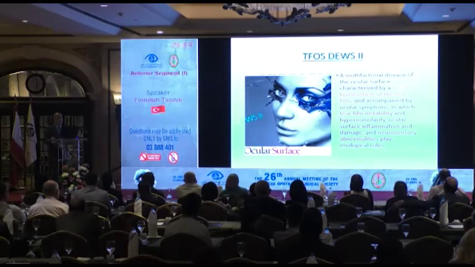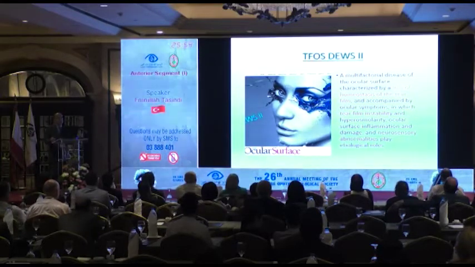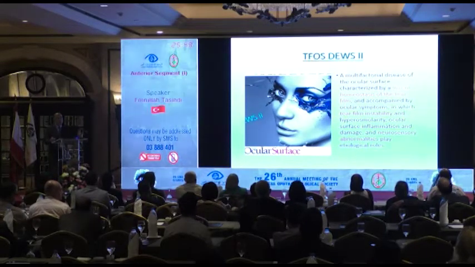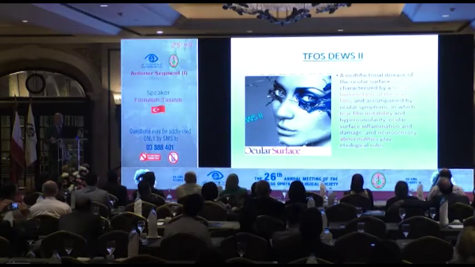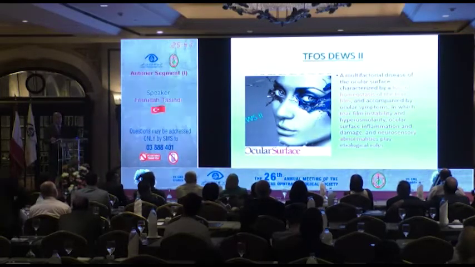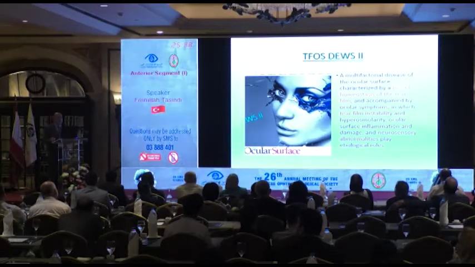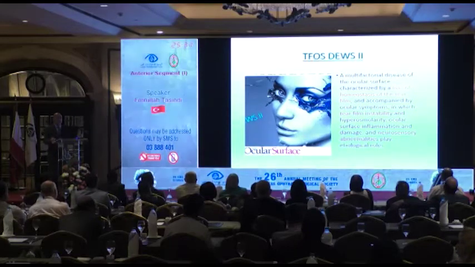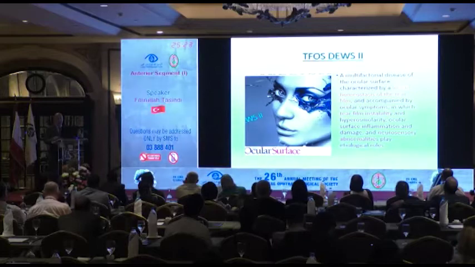At last, around the end of 2017, a group of 64 doctors from all countries reviewed all the articles and workshops and came to a conclusion, and we call it DEWS 2. What changed there? It is the same multifactorial disease of the ocular surface, yes. It is a loss of homeostasis of the tear film, with tear film instability, hyperosmolarity, and ocular surface inflammation. This is also the first time that neurosensory abnormalities are added as playing etiological roles.